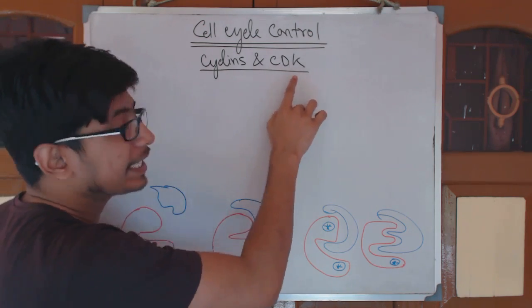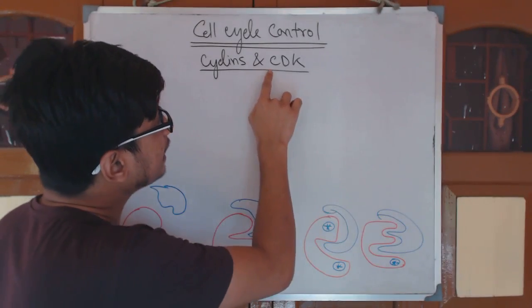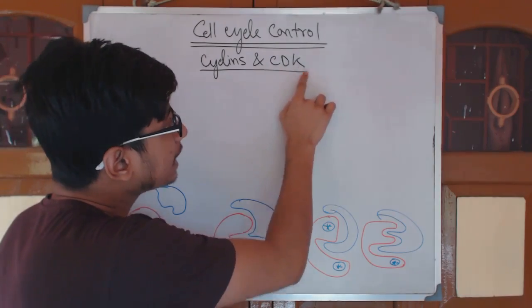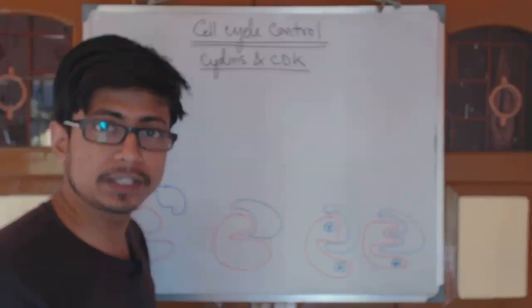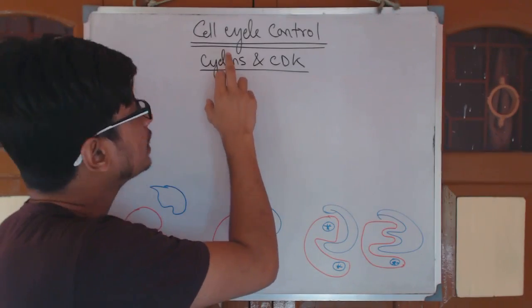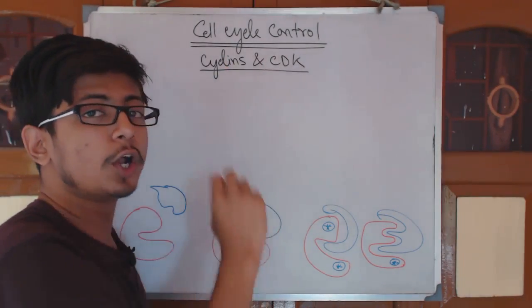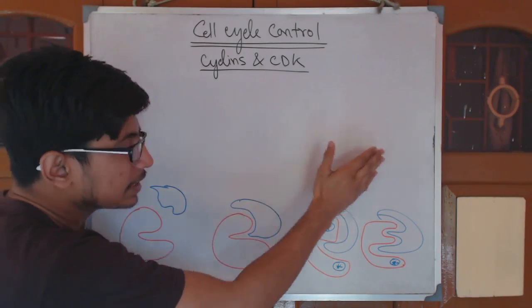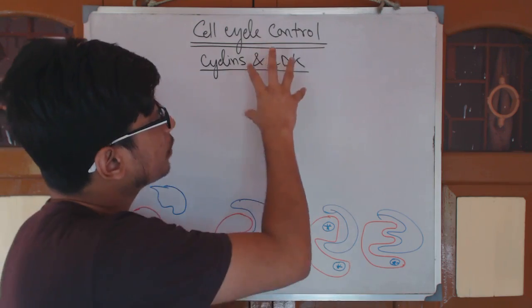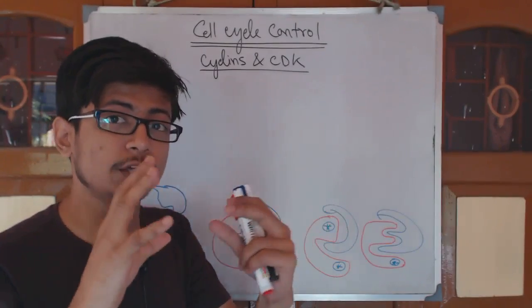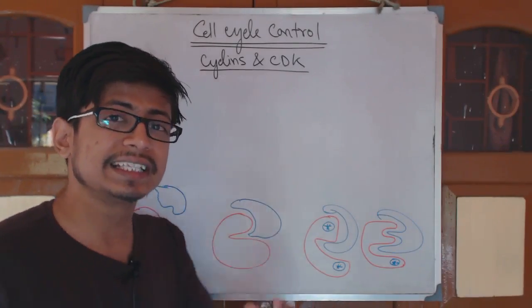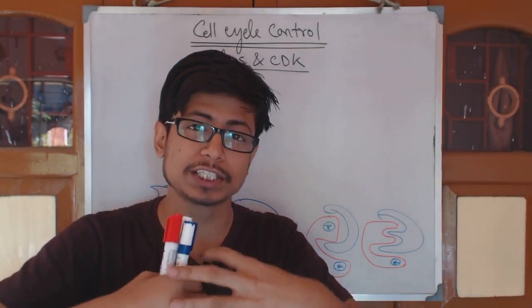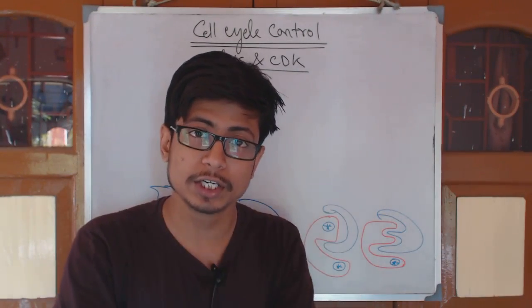So why is it called CDK? Cyclin dependent kinase. The activity of this kinase protein depends on cyclin. If there is no cyclin, CDK will not function properly. So in every different stage of cell cycle progression, they require CDK and cyclin combinations. In each case, there is a CDK cyclin combination which helps the cell progress to the next phase of the cell cycle.